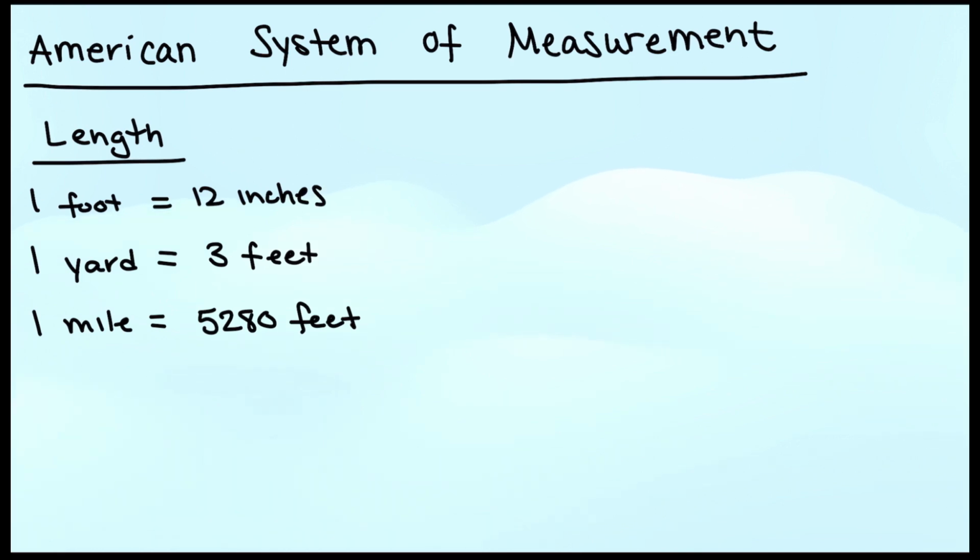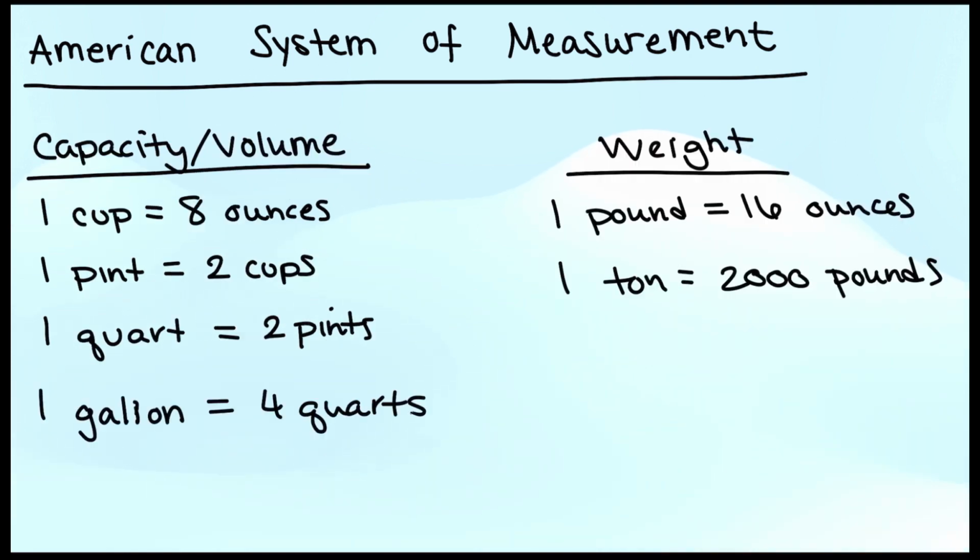For example, when we're talking about length, 1 foot is 12 inches, a yard is 3 feet, and a mile is 5280 feet. When we measure volume or capacity, a cup is 8 ounces, a pint is 2 cups, a quart is 2 pints, a gallon is 4 quarts. Weight, 1 pound is 16 ounces, and a ton is 2,000 pounds.